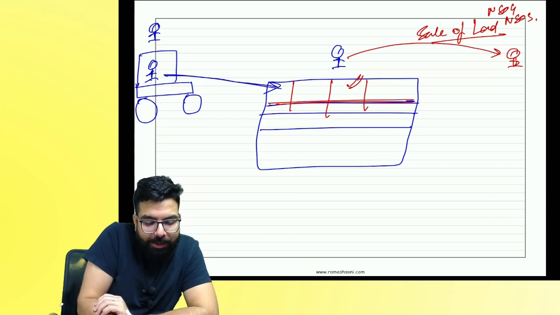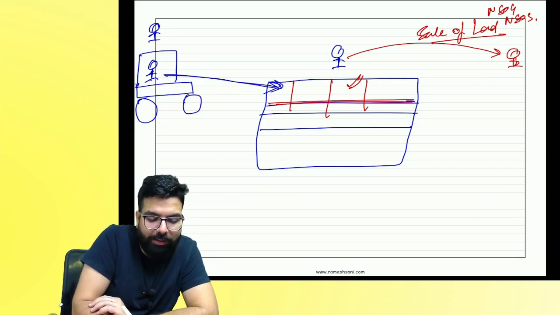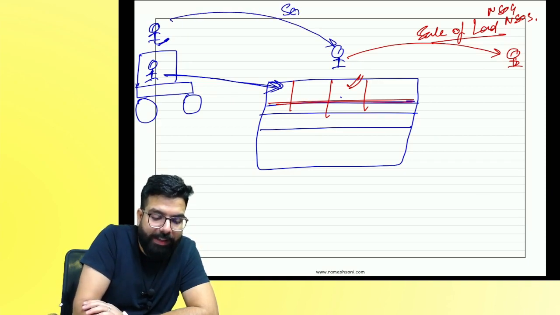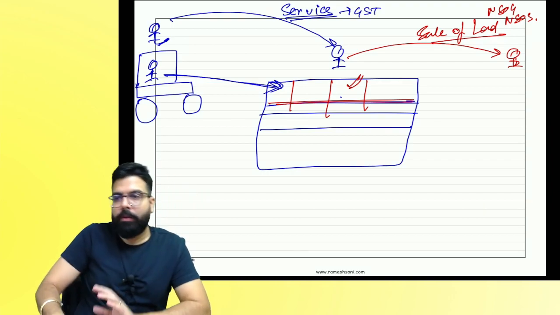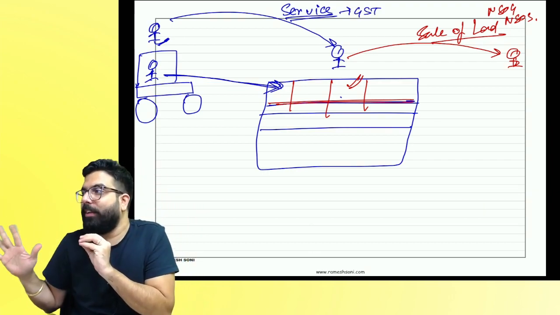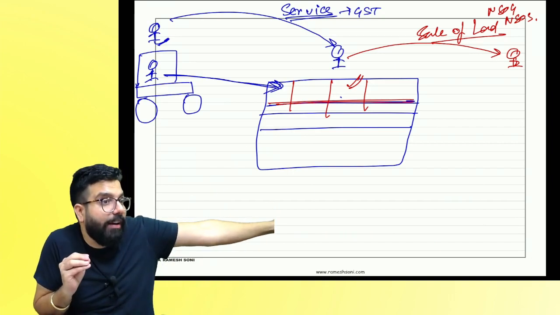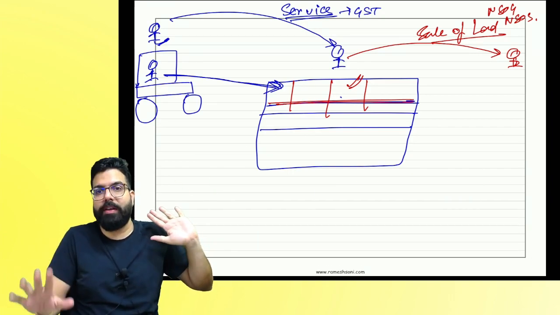But tell me one thing. When these people gave me service, one gave me road roller service, this person did the pipeline. When he is giving me a service, is that sale of land? Or will GST come on that? Whatever services I take, GST will be there. When I sell the land, there is no GST. Do you guys agree with me?